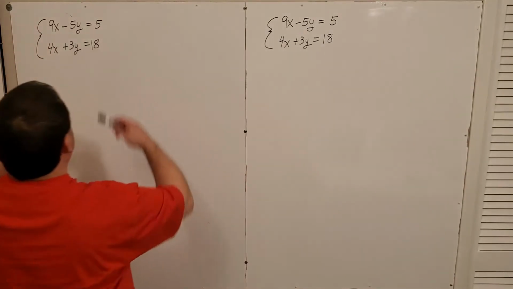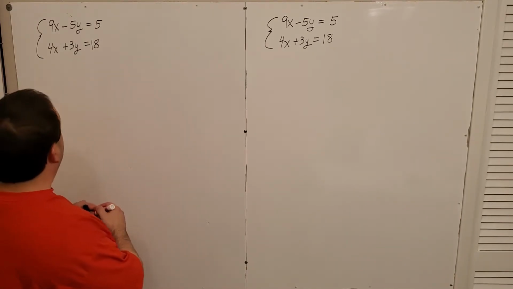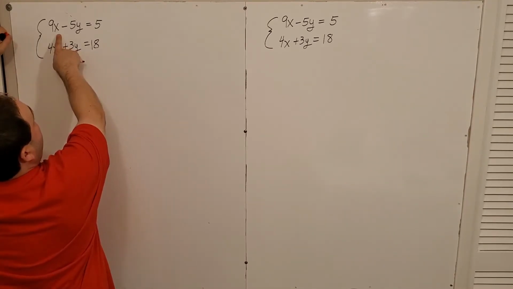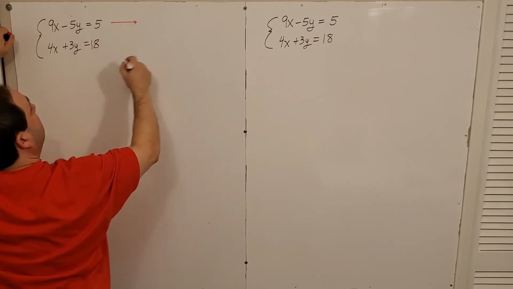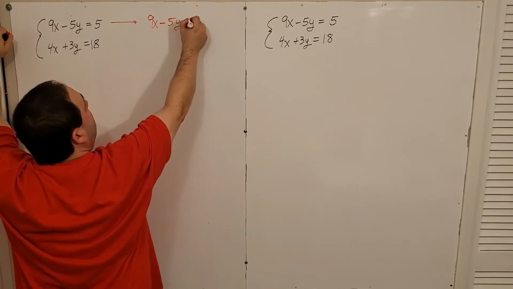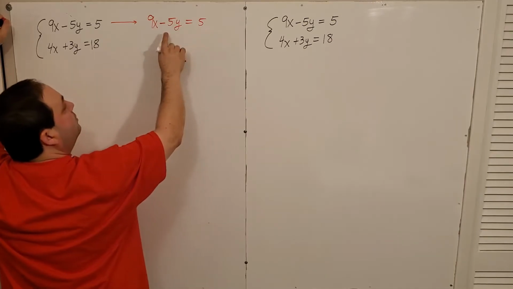All right, so it really doesn't matter which one I pick. I am going to pick the top equation to solve for x. So right here, 9x minus 5y equals 5. I'm going to add the 5y to both sides.